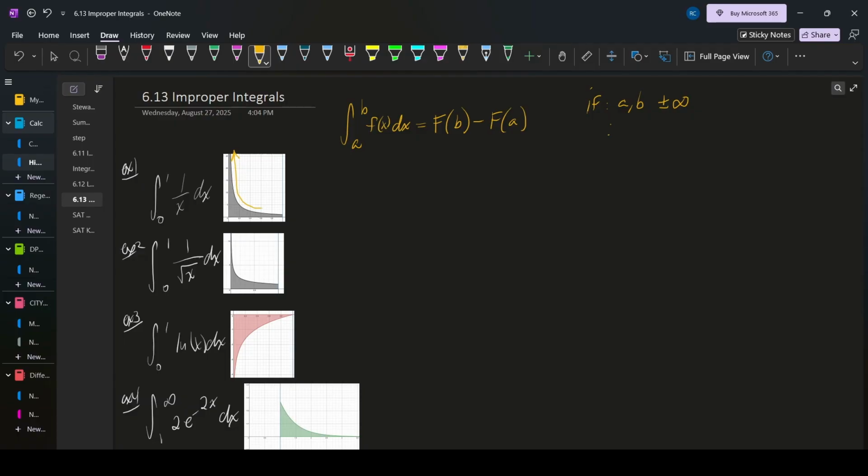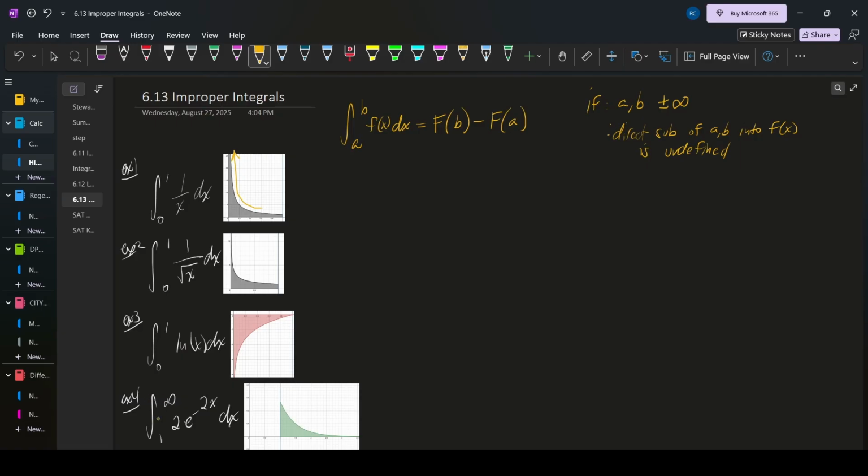So what we're going to do is use a definition of limits. So I'll write this down. If direct substitution of a or b into f of x is undefined. Okay, so plugging in 0 here will give us 1 over 0, which is undefined. Plugging in 0 here will give us 1 over 0, which is undefined. Same thing here, plugging in 0, natural log of 0 is undefined.